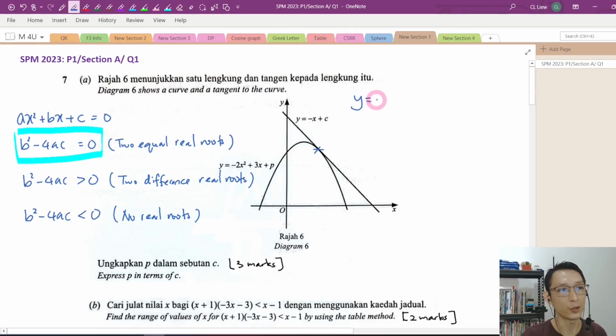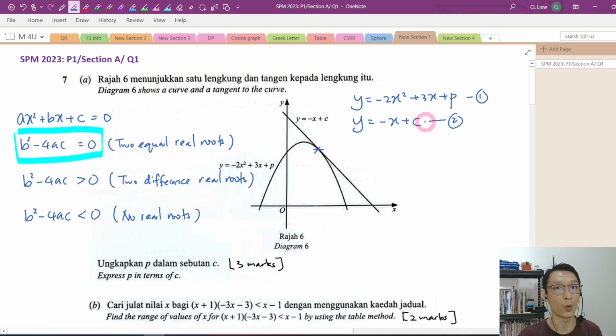So y is equal to negative 2x squared plus 3x plus p. This is the first equation. And the second equation, y is equal to negative x plus c. This is the second equation. So equation 1 is equal to equation 2 because I want to find the intersection point, right? But here I'm not interested in the intersection point, but I'm going to show you why I do so.